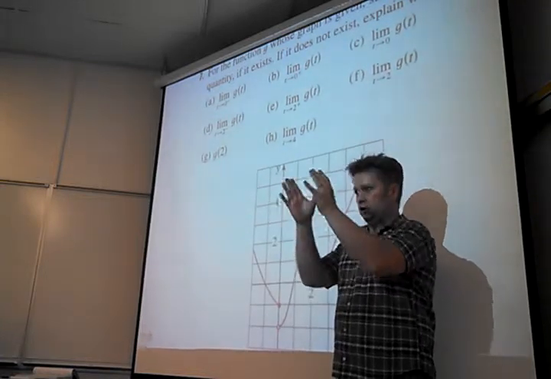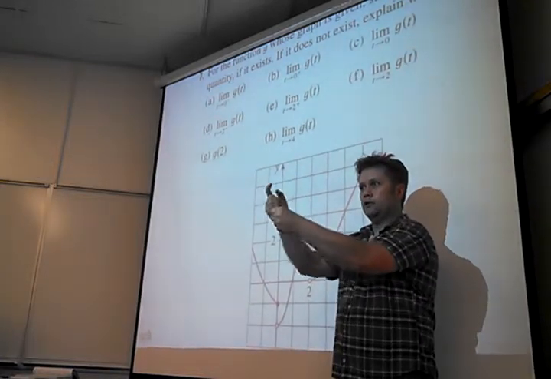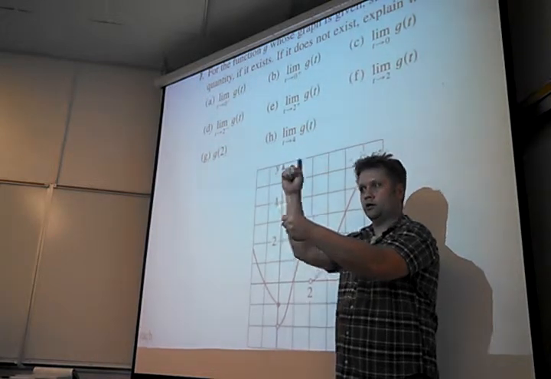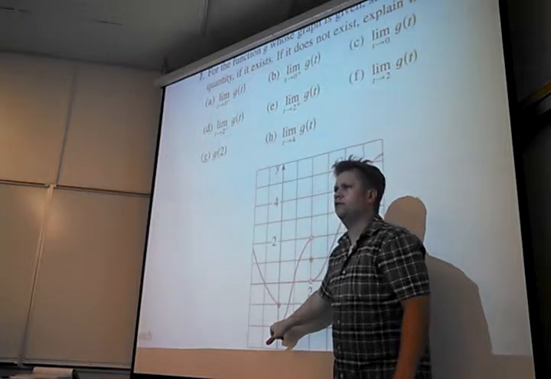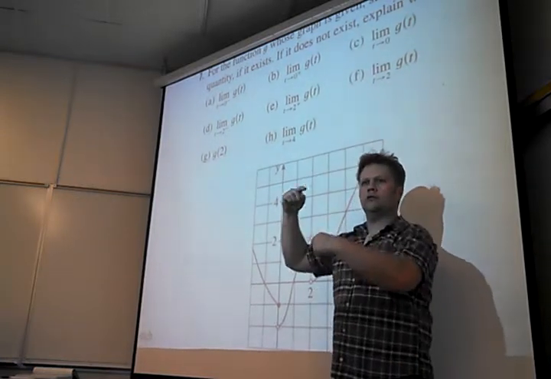The limit doesn't care what's actually happening there. It just says, what does it look like it's doing? Where's it going? Not, does it get there. So the function does not have to be defined there for the limit to exist.